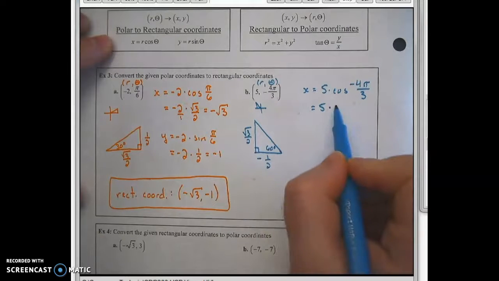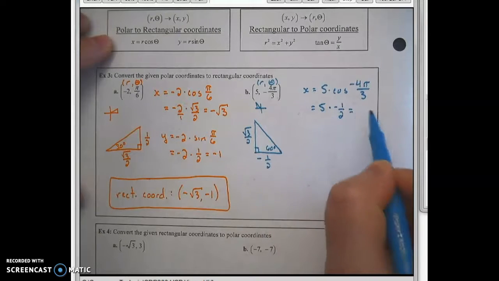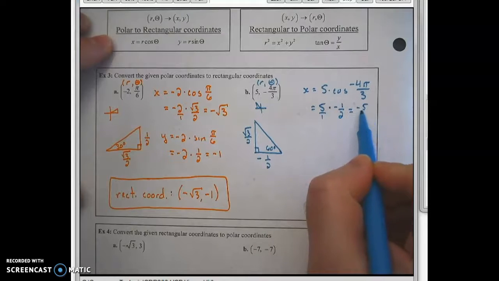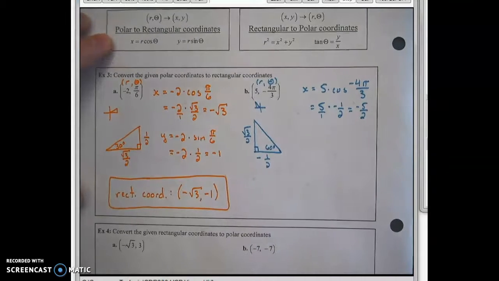Cosine is the x side, so that's negative 1/2. 5 times negative 1/2, we make that into a fraction, multiply straight across. We get negative 5 over 2.